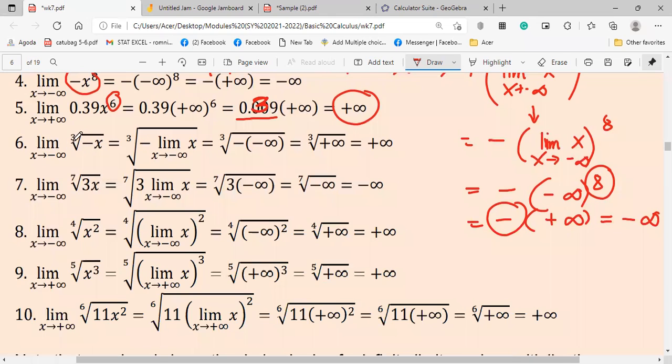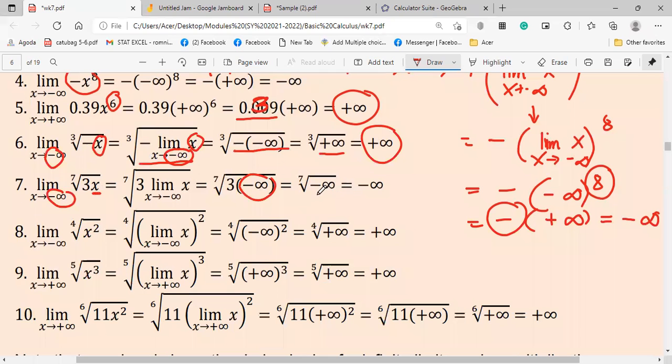Okay? So, number 6, negative infinity. Okay. Pina-follow lang natin yung power rule na naman dito. Identity. Gagayahin ng x ang negative infinity. Negative times negative, positive. Okay? So, cube root of positive is positive infinity. Okay? And all of them na, negative infinity. This is x. Nagayahin niya, so negative infinity.